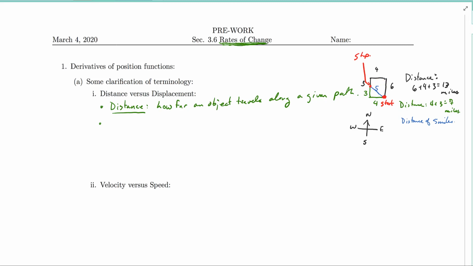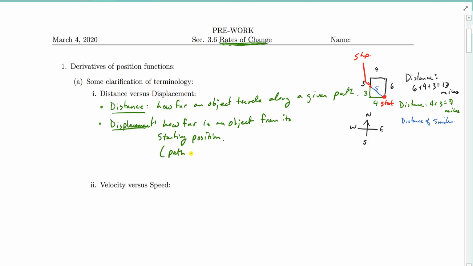Okay. As opposed to displacement, which is a question of how far is an object from its starting position. Okay. And to be honest, when I calculated this distance of 5 right here, I was using the Pythagorean theorem to come up with the total displacement. But you saw me kind of shortcut and use what we know about the right triangle. The displacement, though, is path independent.